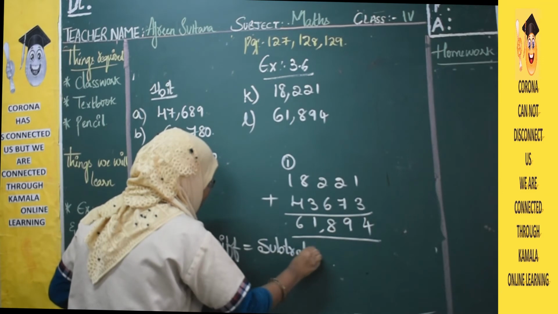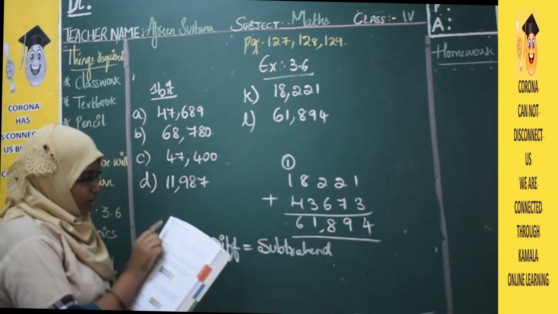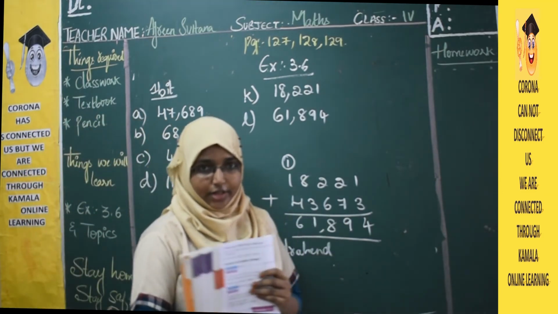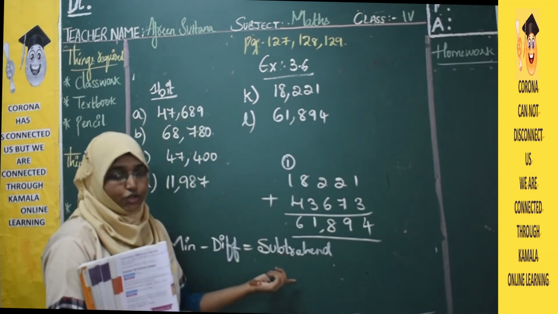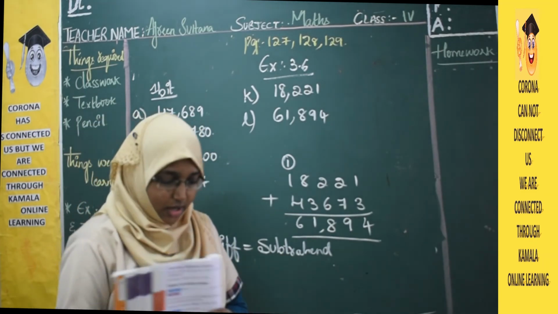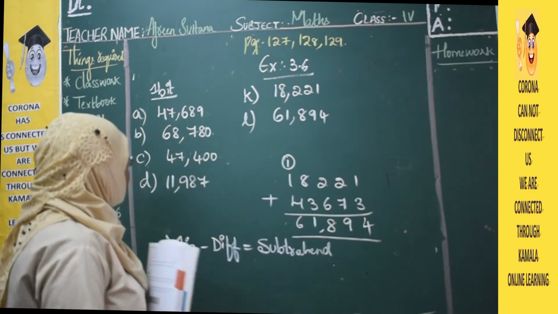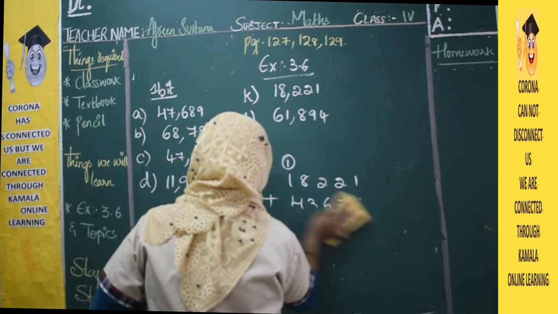Just simply subtract the minuend and difference. Then whatever answer you get, that is our subtrahend. I hope you complete that bit. Let us move on to the next, third bit.